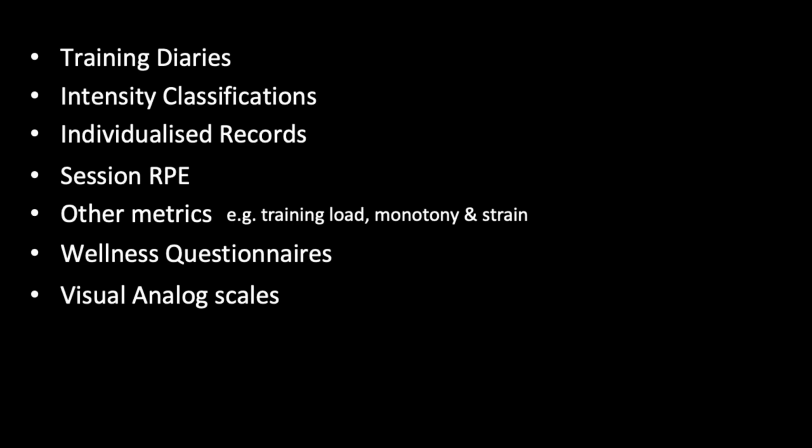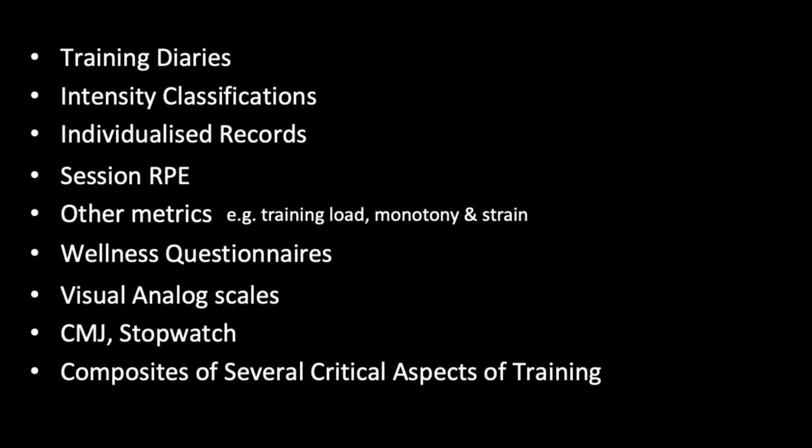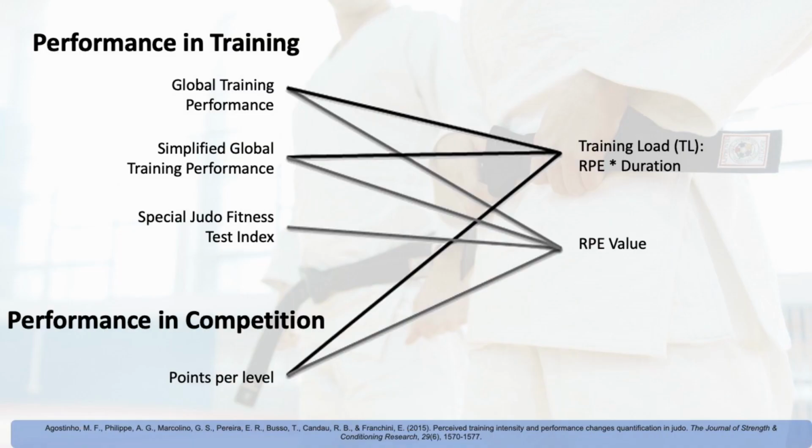There's also visual analog scales. These can be used to measure athletes' current levels of perceived fatigue, recovery, and soreness. Countermovement jump or broad jump tests: a tape measure could be used to determine jump height or distance. The stopwatch, used to measure performance times such as sprint. And then the collection of composites of several critical aspects of training, and these could be used to calculate training performance scores. For example, Agostino and colleagues developed a global training performance metric for judo athletes that took into account the intensity of key exercises and throws.